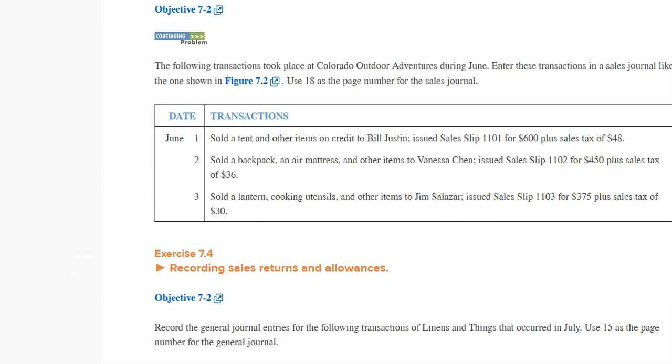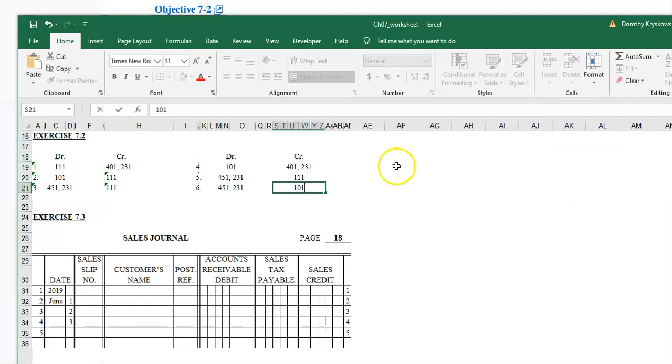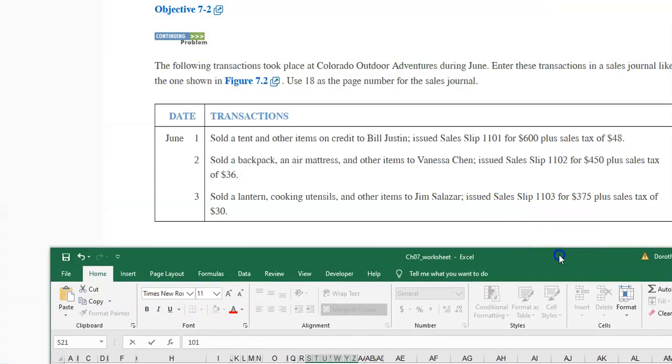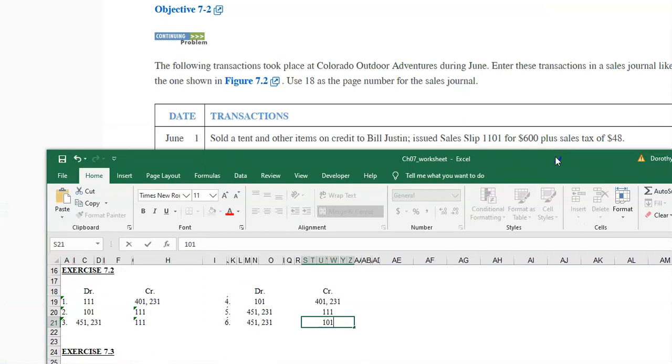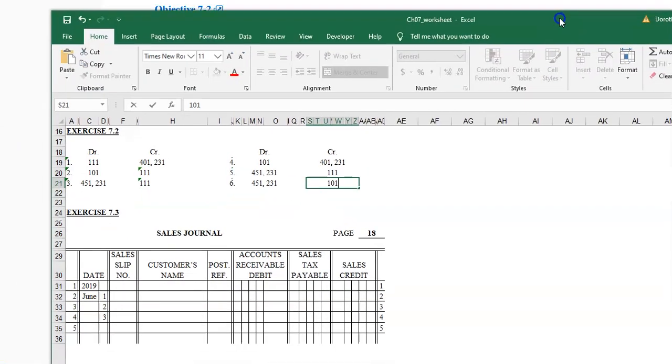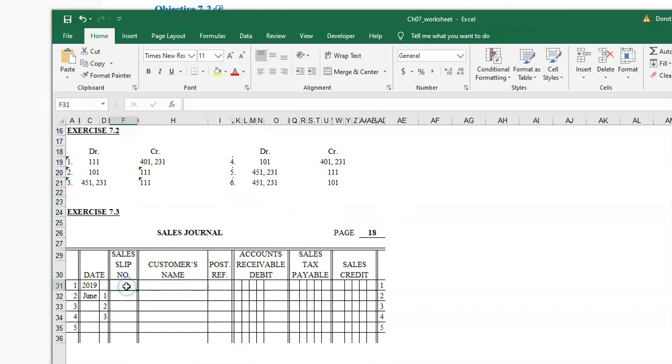Okay, let's see if I can pull that up where you can see the problem. Okay, let's just drop in his name. We have a sales slip number, and it's June 1st, and the sales slip number was 1101. Customer's name. The amount was for $648.